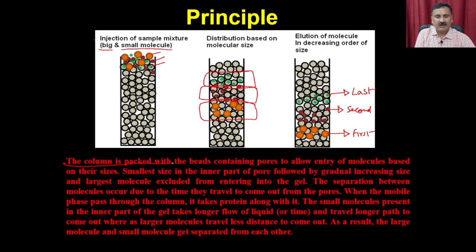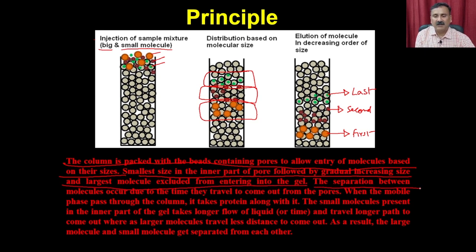The column is packed with beads containing pores to allow entry of molecules based on their sizes. The smallest size goes to the inner part of the core, followed by gradually increasing sizes, and large molecules are excluded from entering into the gel. The separation between the molecules occurs due to the time they take to come out from the pores.